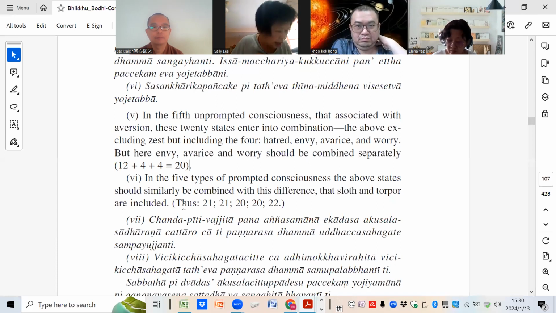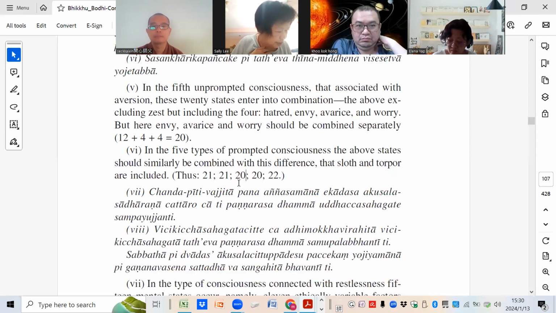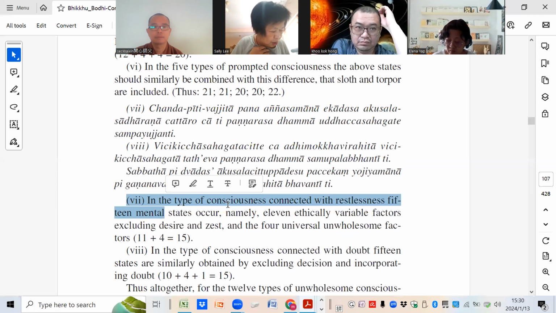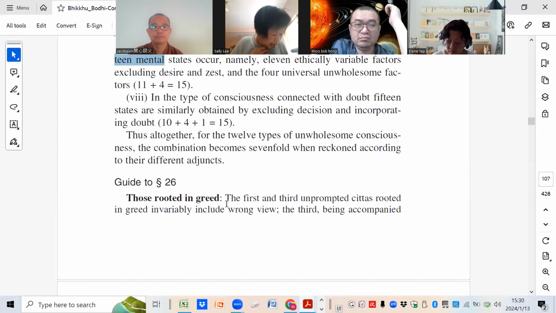But here, envy, avarice, and worry should be combined separately. 12 plus 4 plus 4 equals 20. In the 5 types of prompted consciousness, the above states should similarly be combined with this difference, that sloth and torpor are included. Thus, 21, 21, 20, 20, 22.